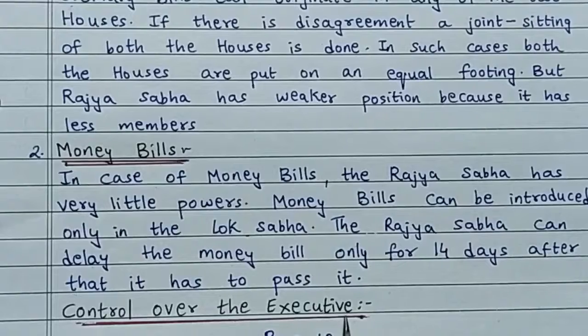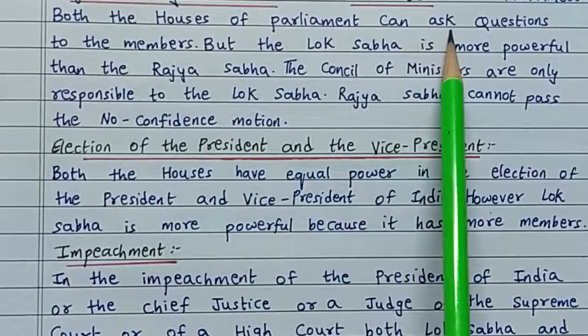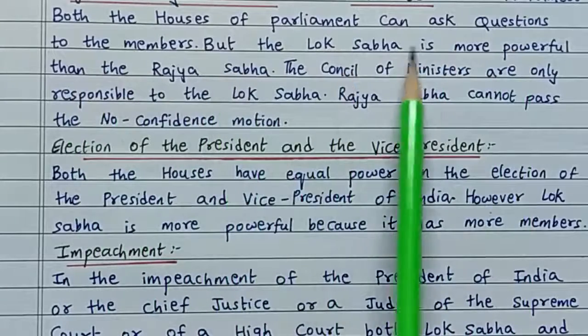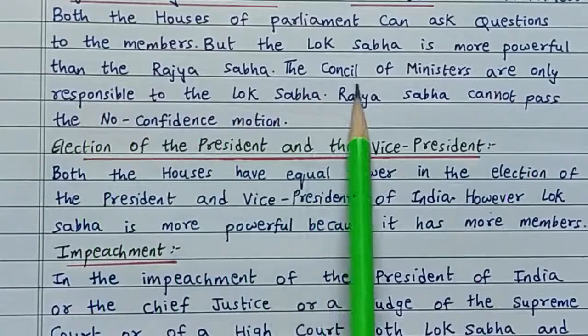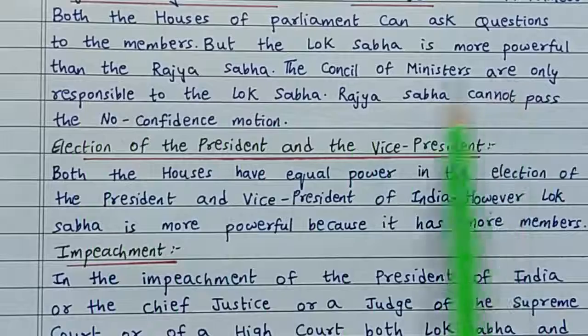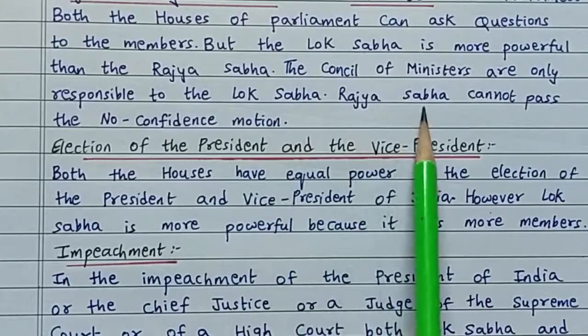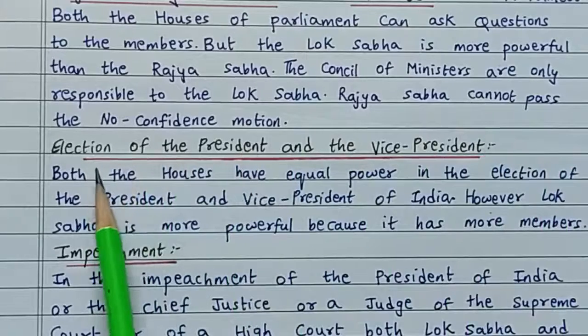Control over the executive. Both Houses of Parliament can ask questions to the members, but the Lok Sabha is more powerful than the Rajya Sabha. The Council of Ministers is only responsible to the Lok Sabha. Rajya Sabha cannot pass the no confidence motion.